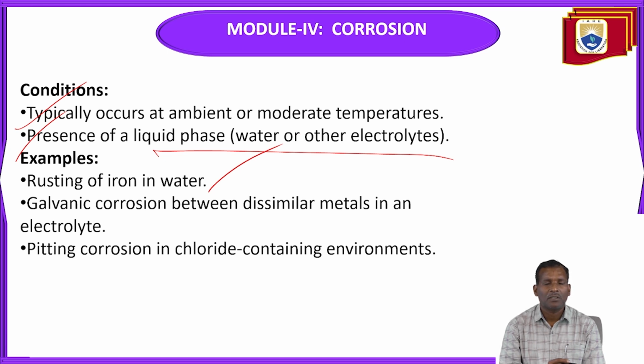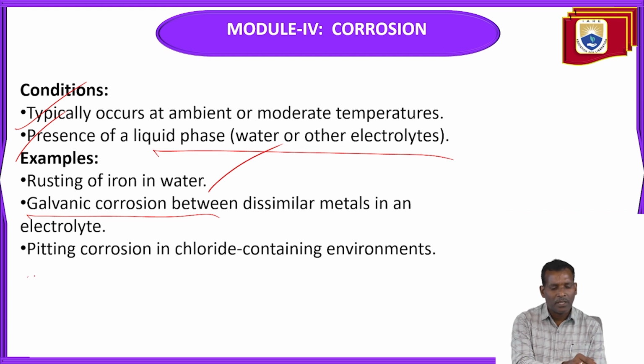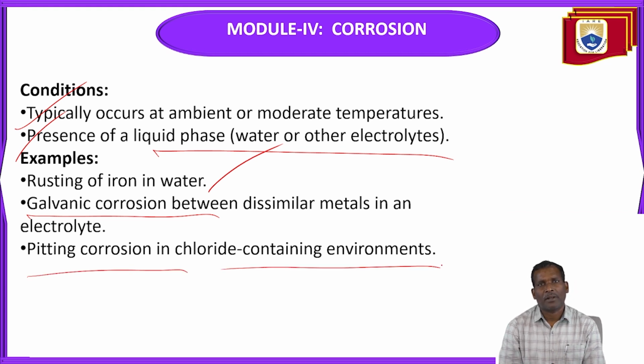Suppose you leave an iron material in water, there is a formation of rust. Why? Because here water acts as an electrolyte. In galvanic corrosion, corrosion occurs between two dissimilar metals in an electrolyte. Pitting corrosion occurs in chloride containing environments, whenever chloride is present in the environment.